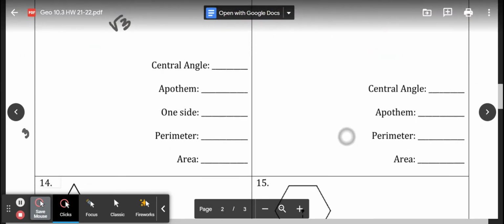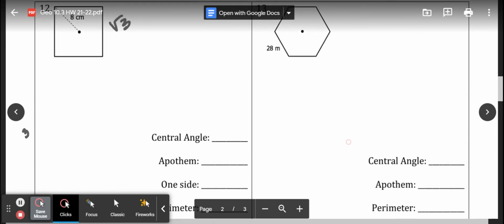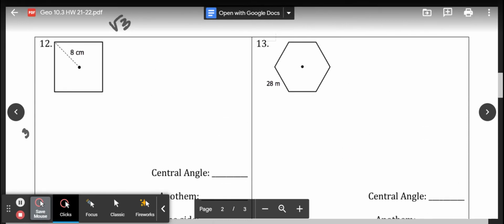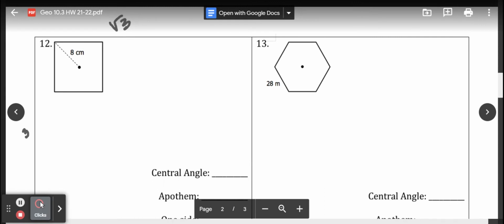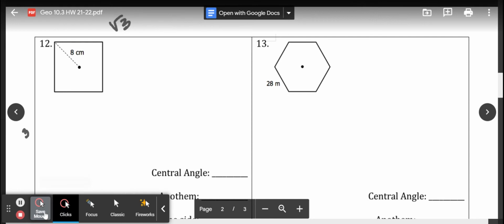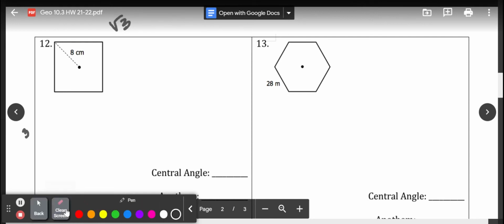Okay, FOMO. Let's do this. Okay. All right, so this one, let's get to it. What am I doing? I want to go back to pen.